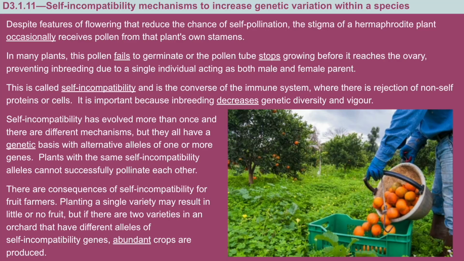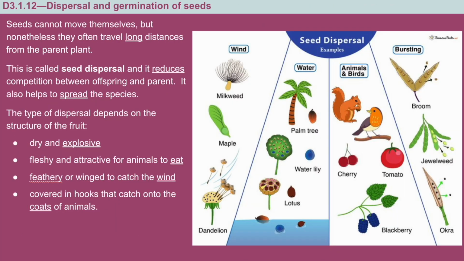Okay, this is called self-incompatibility. It's important because inbreeding decreases genetic diversity and vigor. Okay, self-incompatibility has evolved more than once. There are different mechanisms, but they all have a genetic basis. Okay, plants with the same self-incompatibility alleles cannot successfully pollinate each other.